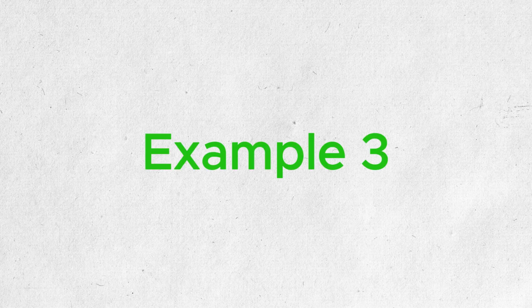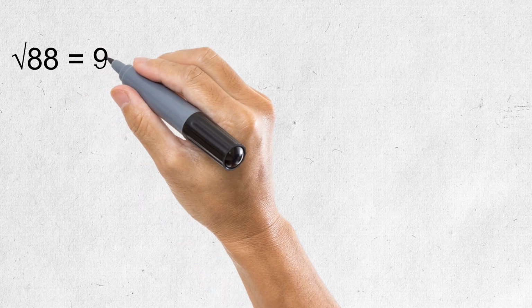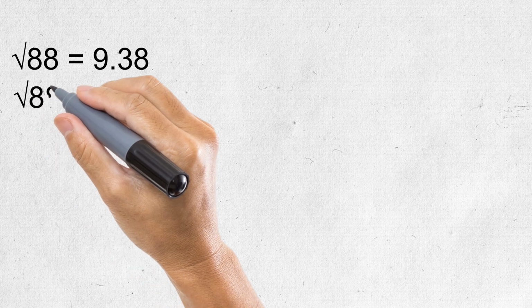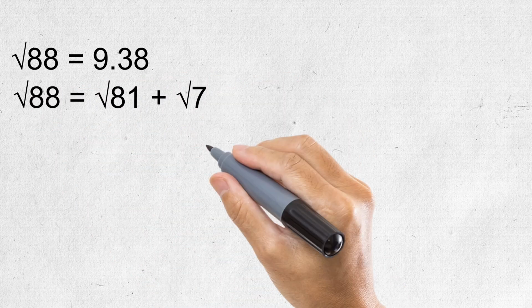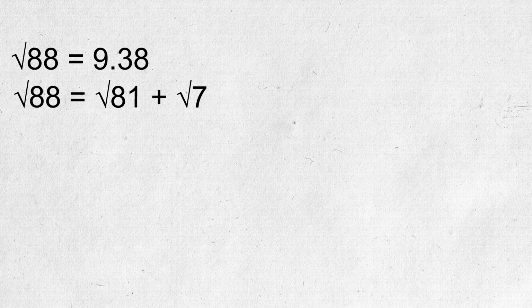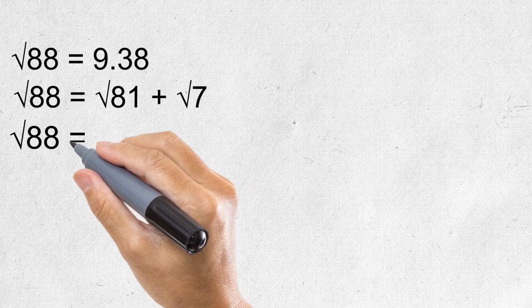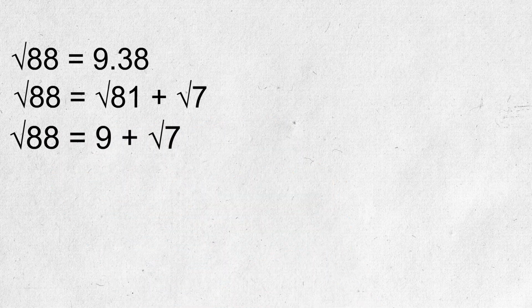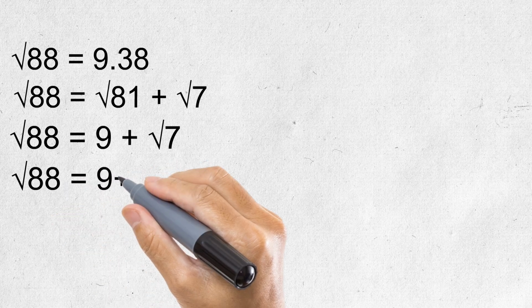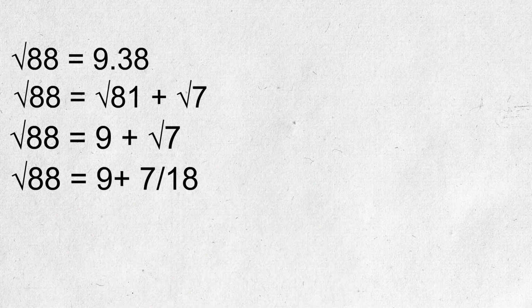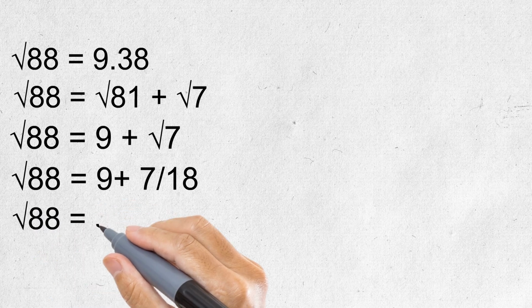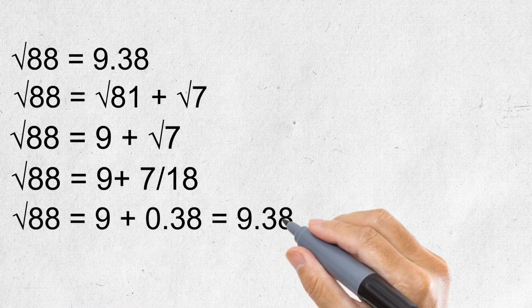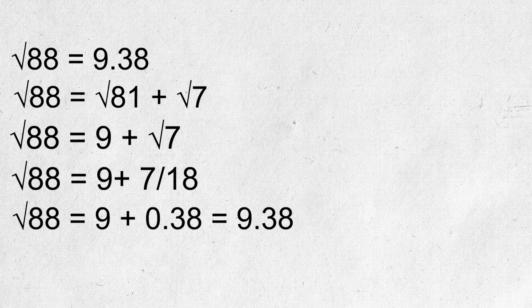Let's try one more together. Example number 3. What will be the square root of a non-perfect square number like 88? It will be 9.38. How? First, we will partition or separate square root of 88 into square root of 81 plus square root of the remaining 7. Then we know that square root of 81 is equal to 9 while leave 7 as it is. In the next step, divide 7 by doubling the previous number from 9 to 18. So 7 divided by 18 becomes 0.38. In the last step, adding 9 and 0.38, we get the square root of 88.